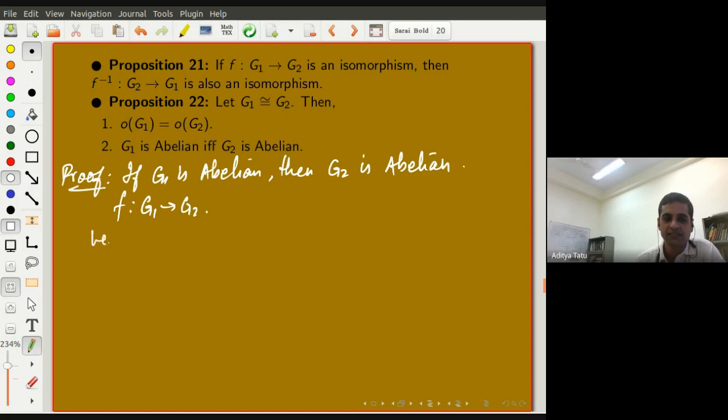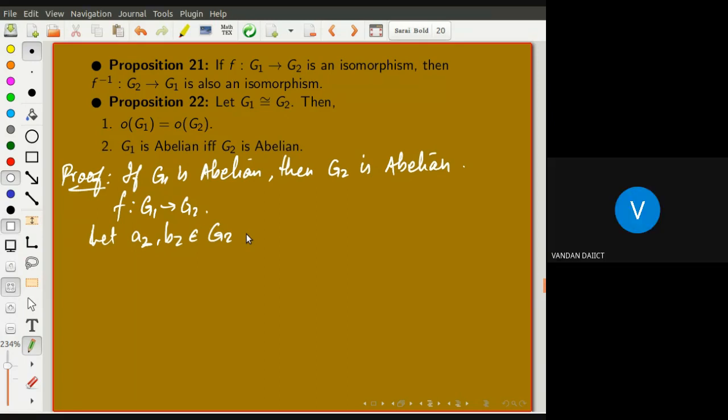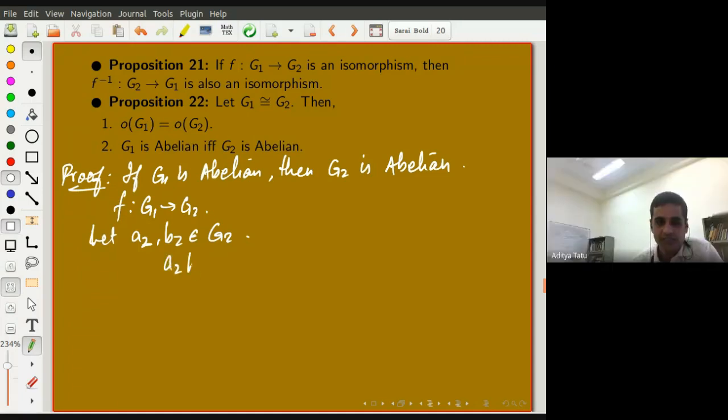So again, let's just start from two arbitrary elements in G2. Now I think you can finish the proof. Help me do that. Let us just directly look at this product, a2 b2. That is what I need to look at in order to show whether the group is abelian or not. So what is a2 b2?